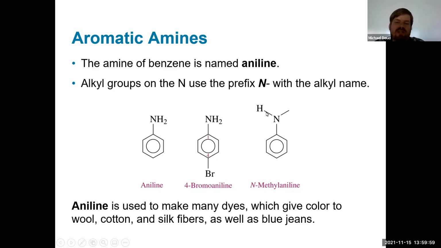However, that's not the only place a substituent can be. It can also be on the nitrogen itself. For example, what if we have a methyl group on the nitrogen? Well, rather than trying to number it, we're just going to say N-methyl. So it's aniline with a methyl group on the nitrogen. So it's N-methylaniline. We'll have some practice with this later on. It's also important for amide nomenclature, which we'll talk about in the future.